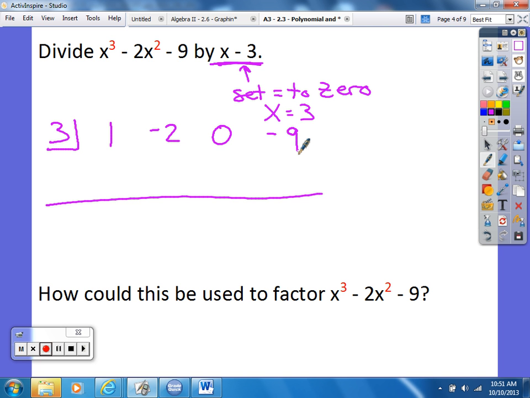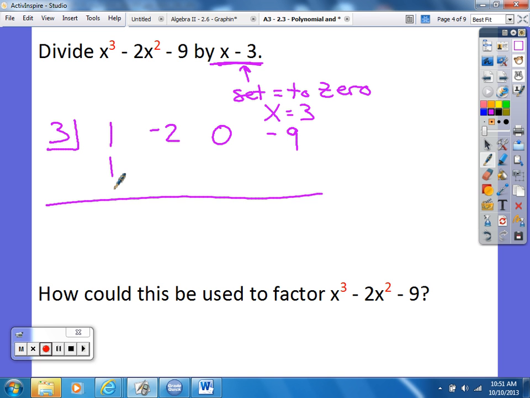Now, I always like to have a quick double check. Not the discount double check like you hear on TV, but a quick double check to make sure I have enough numbers. So what's my degree of this polynomial? 3. What's 3 plus 1? 1, 2, 3, 4. That's how many I should have there. Take the degree plus 1. That's your quick double check right there. That make sense? Okay. So I like synthetic division because it's actually a little shorter.